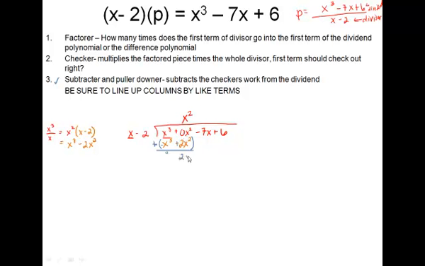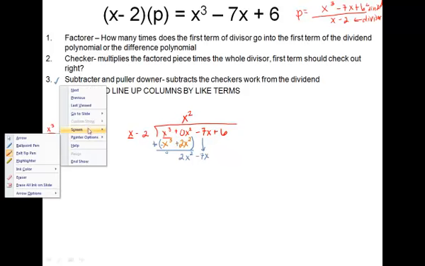And then these are going to end up being 2x squared. So then I'm going to pull this down, minus 7x. Alright, and then the subtractor's job is done. Now we are back up to step number 1, which is the factor.